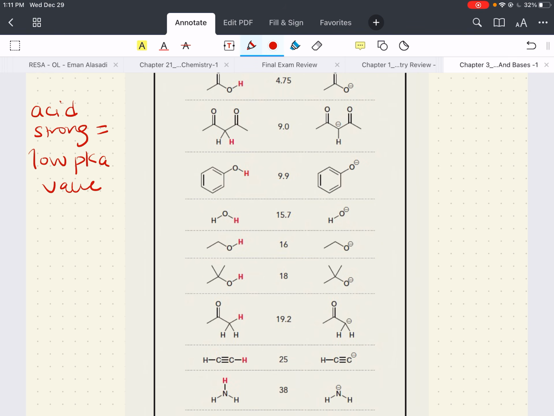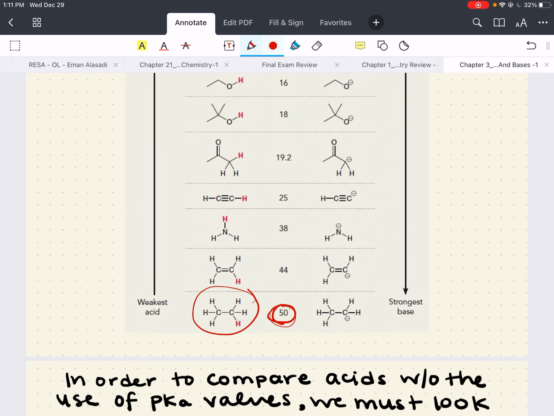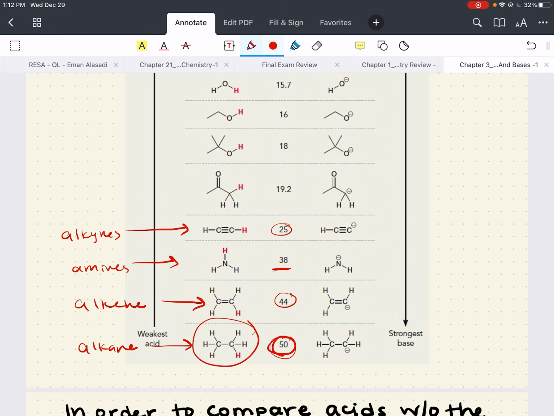Now let's go through some of these really quickly. This is an alkane, just your normal hydrocarbon single bond. It has a pKa value of 50. Your carbon double bonds, your alkenes, have a pKa value of 44. Your amines have a pKa value of 38. Your alkynes, your triple bonds, have a pKa value of 25.